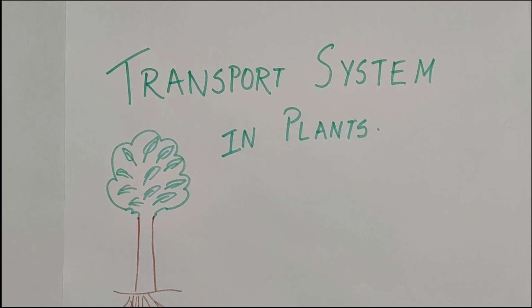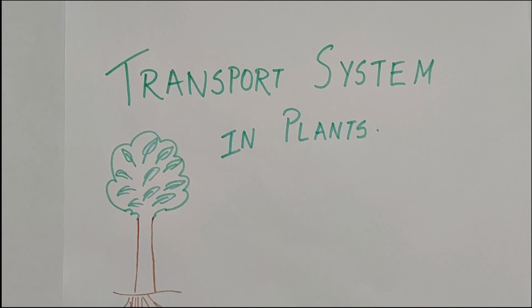As you see, we are going to discuss the transport system in plants. So students, do you know what a transport system is? You must be using different transport means like cars, buses, trains to connect from one place to another. Similarly, plants have their own transport system which carries food, water and minerals to the different parts of the plant.